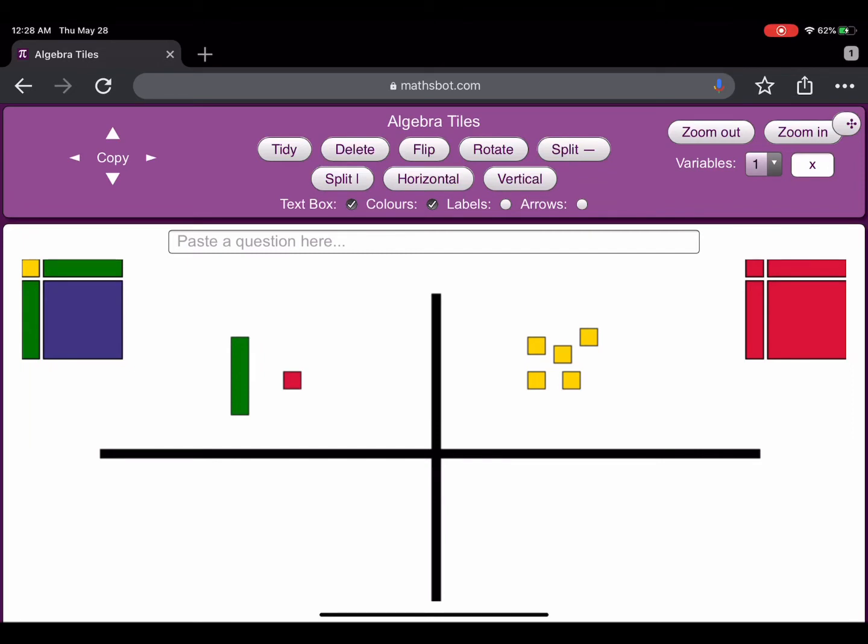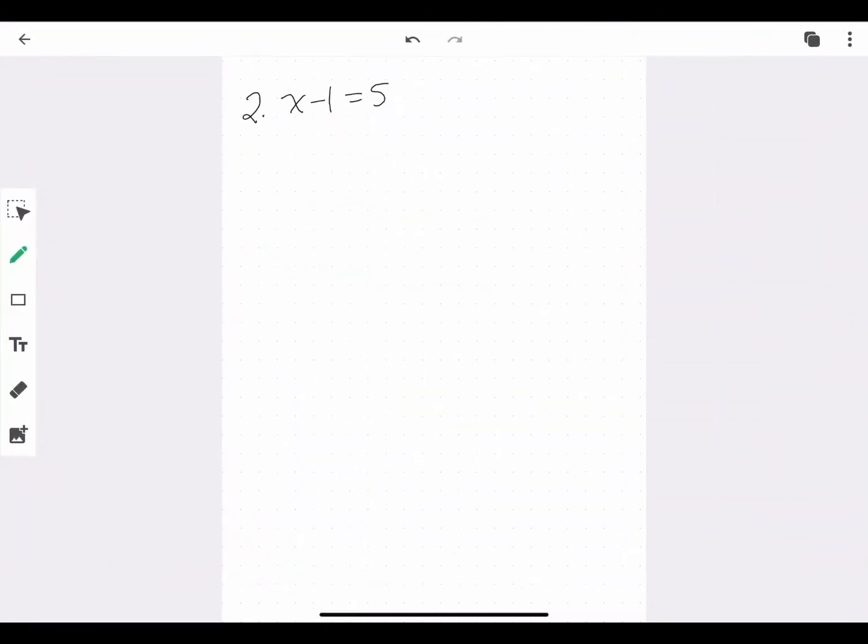Okay. I still want to get that x alone. So I'm going to create a zero pair to get it out of there. And what I do on one side, I have to do on the other. So this is gone now. But this guy still stays here. So x equals 1, 2, 3, 4, 5, 6. And let's check symbolically to make sure that we're right. X minus 1 plus 1 equals 5 plus 1. So x equals 6. We were right.